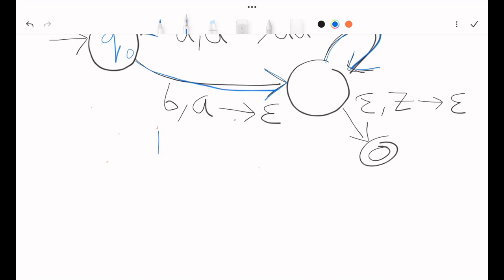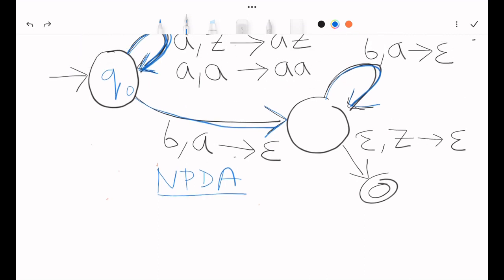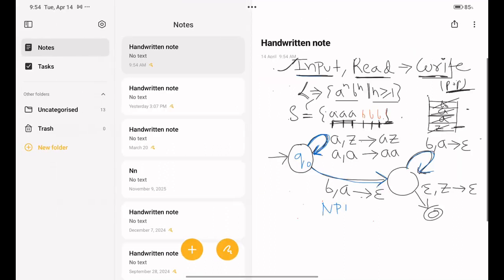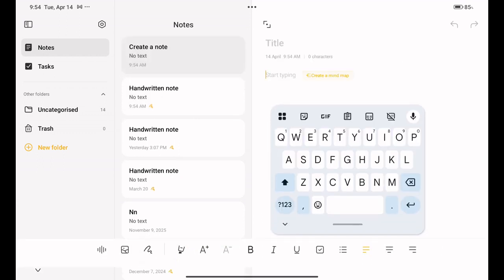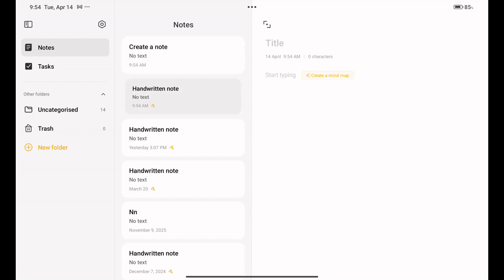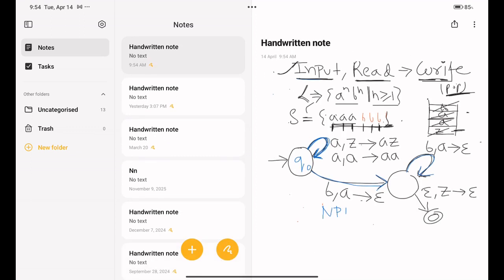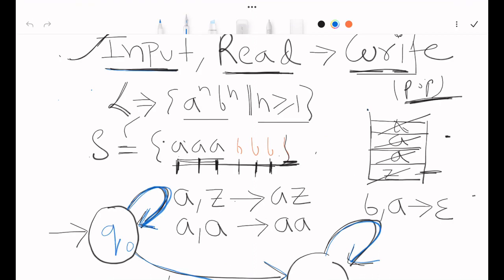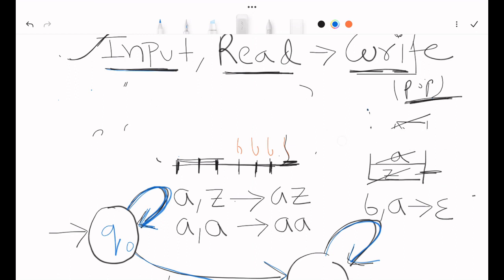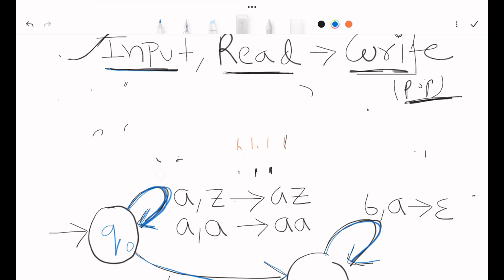In NPDA, what will I do? I will use another one. I will write here. At first I will do a rough version because it is very hard to write. Maybe you have written it already. Same algorithm I will apply.